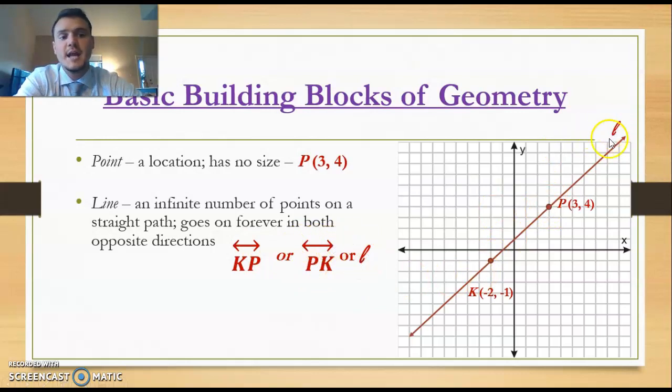Lines can also be named with whatever lowercase cursive letter is next to the line. In this case, this is a lowercase cursive L, so we could also name this line with that lowercase cursive L as well.